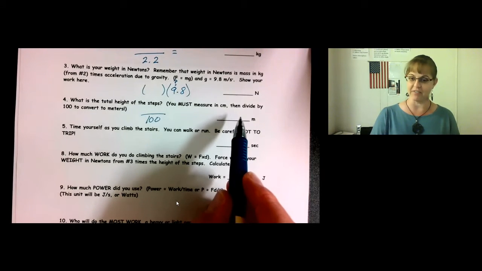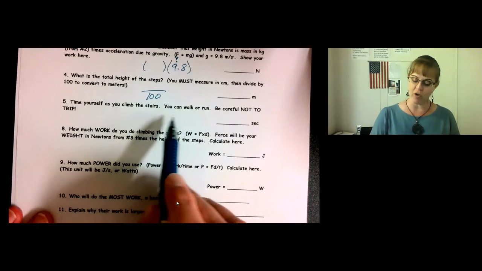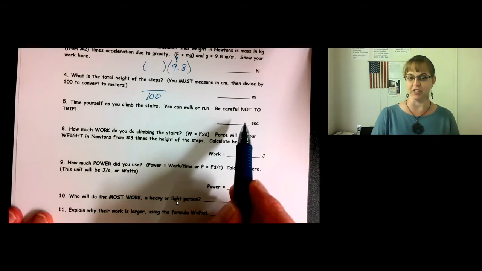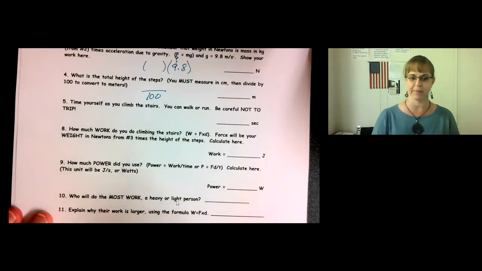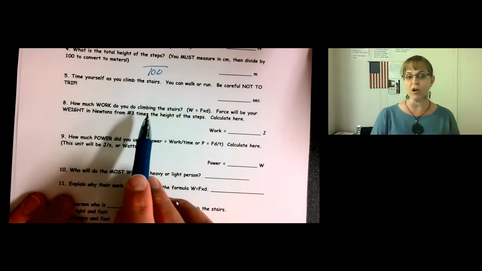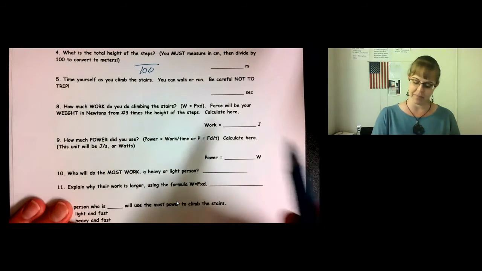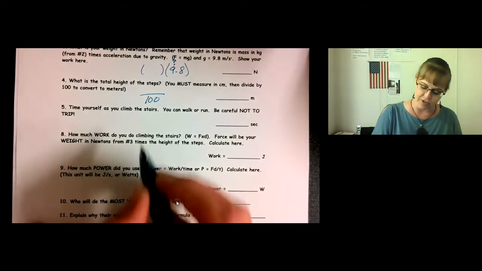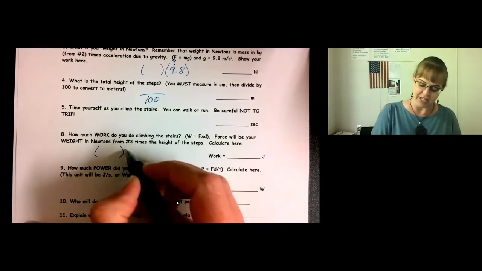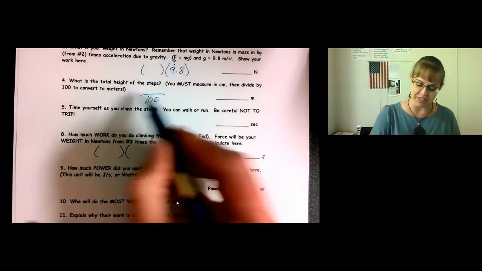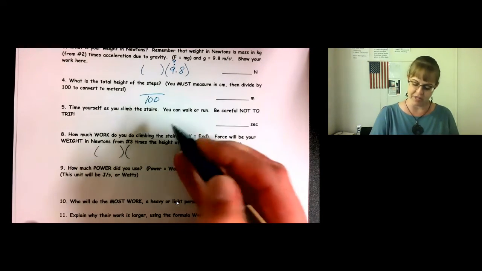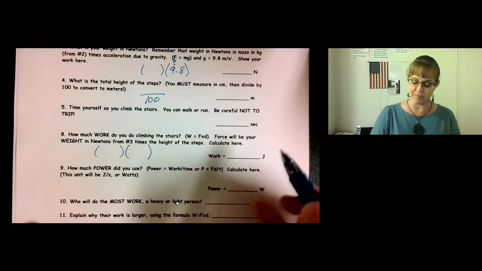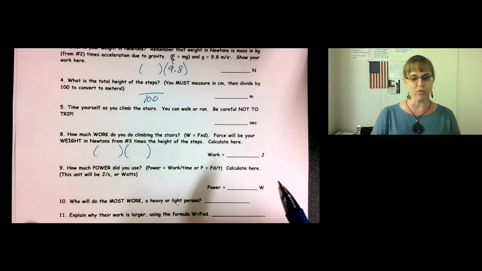You have already recorded the height of the stairs in meters, and you have already recorded how much time it took for you to climb the stairs, either walking or running. Now we want to know how much work did you do when you climbed the stairs. Work is force times distance. So the force was here in newtons, so take your answer from number 3, that's your force, times your distance was the height of the stairs from number 4, so put that here. Multiply, do your math, and get your answer, and that will be how much work you did in joules.